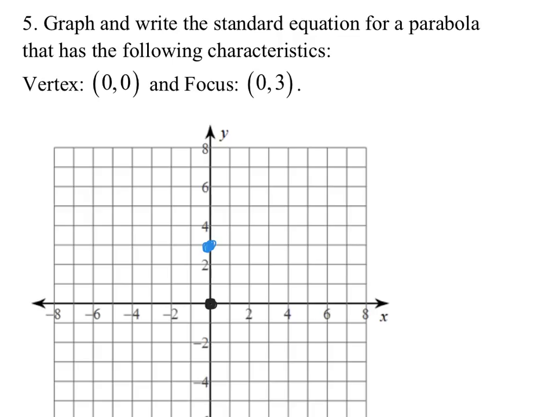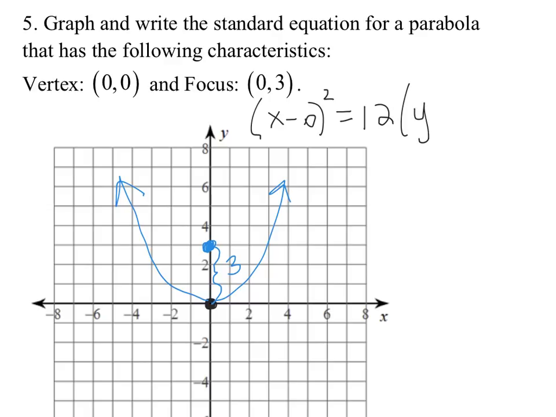Now we know that the parabola opens upward because the focus is always on the inside of the parabola. And we know that this value right here between the vertex and the focus is 3. So we know that p is 3. So we're going to use our parabola equation. Since our parabola is opening up and down, we're going to have an x squared parabola. So this is going to be (x minus 0) squared equals 4 times p. Well, 4 times 3 is 12. So our 4p is 12.